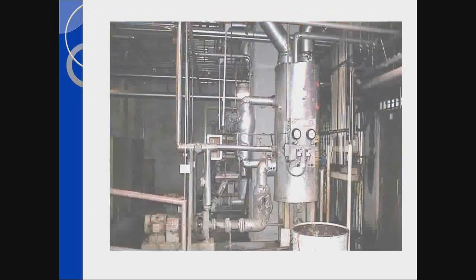Here's a larger tank assembly. This is taking volumes in about 40,000 pounds per hour, and the flash is exiting at the top here. The condensate, as you can see on the lower left-hand corner of the slide, is being pumped back to the boiler plant.